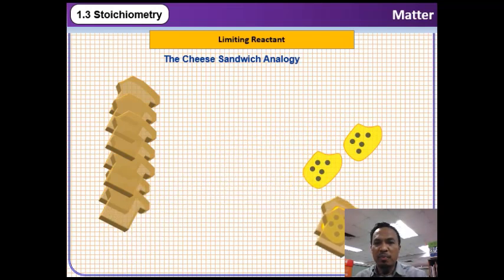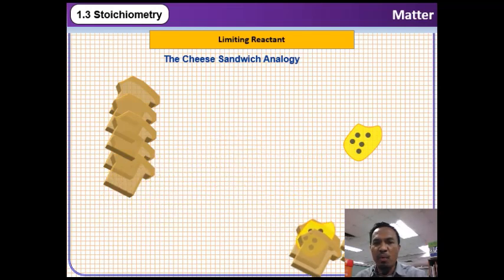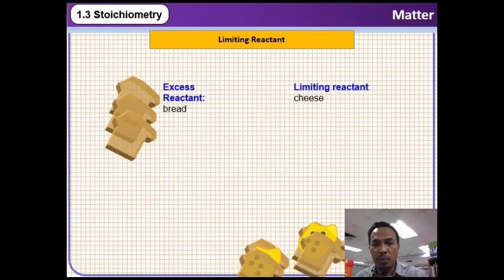Okay, 2 slices of bread and 1 cheese produce 1 sandwich. 2 other slices of bread and 1 cheese produce another sandwich. And 2 other slices of bread and another slice of cheese produce 1 sandwich. And finally, there is no more cheese for making sandwiches. That means the cheese is used up first, consumed first. That means the bread is left in excess. Here, cheese is the limiting reactant. Cheese is used up first, and cheese will limit the amount of sandwich produced.